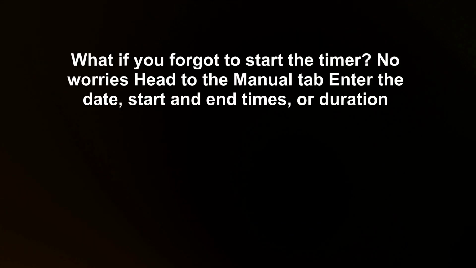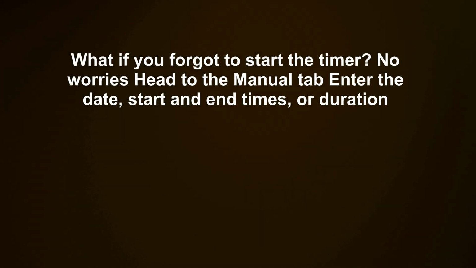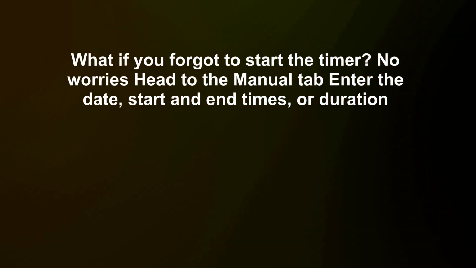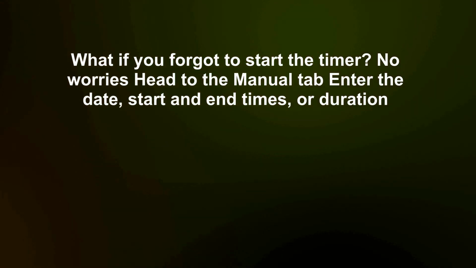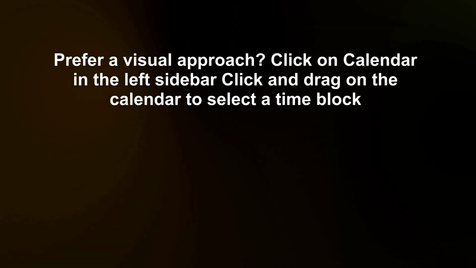Easy, right? What if you forgot to start the timer? No worries, head to the Manual tab, enter the date, start and end times, or duration. Again, fill in the description, project, and tag. Save your entry. Prefer a visual approach?